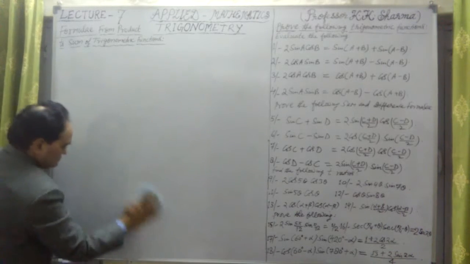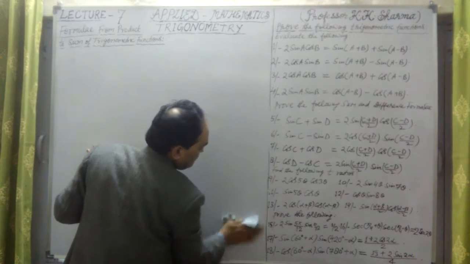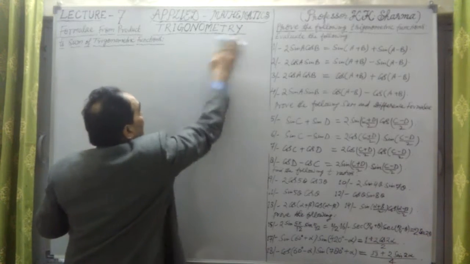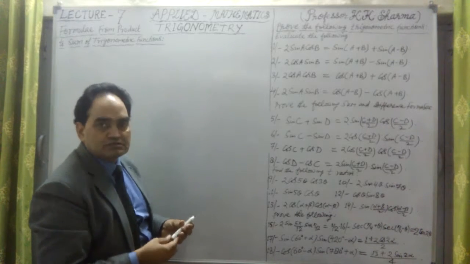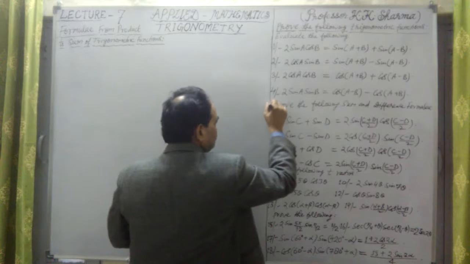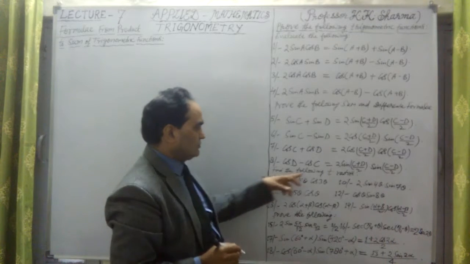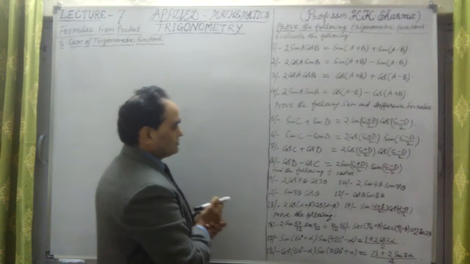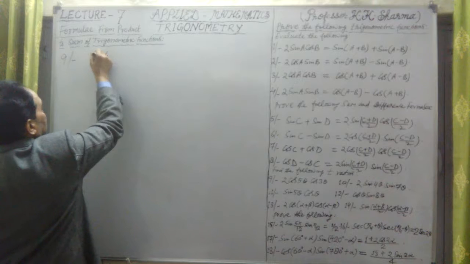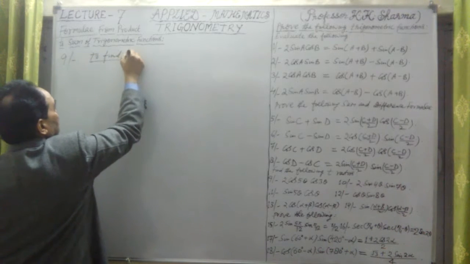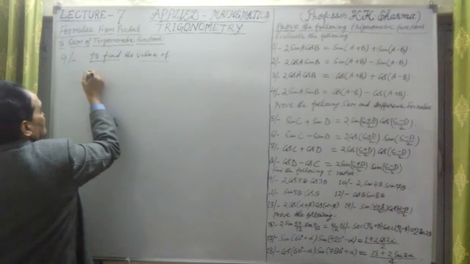So question number 9, what does it say? The ninth question is, find the value of the following trigonometric ratio.